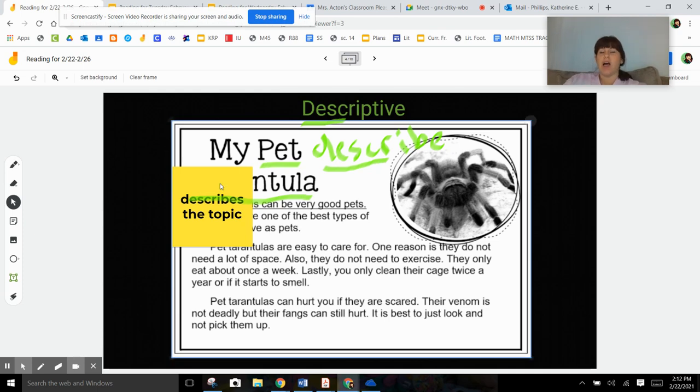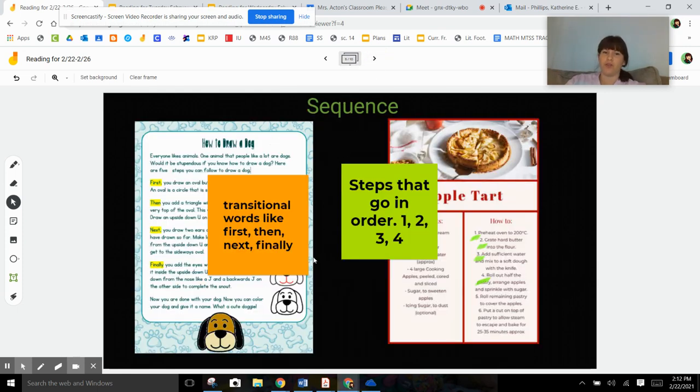And whenever you're looking at descriptive text, they're describing the topic. So whatever the topic is, which is usually what the title's about, describing that topic over and over. And then the transitional words, or 1, 2, 3, 4, 5, those will tell you if it's sequential. Okay, so you're going to have some questions about that.